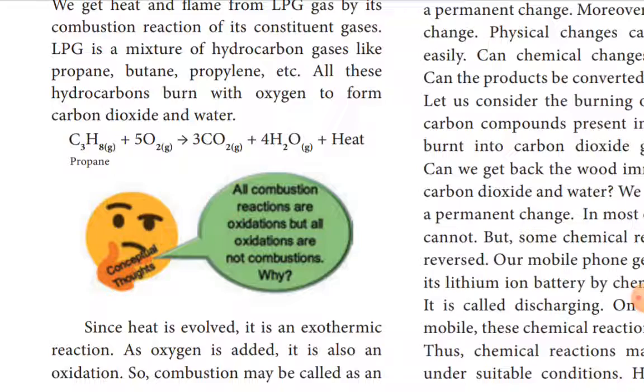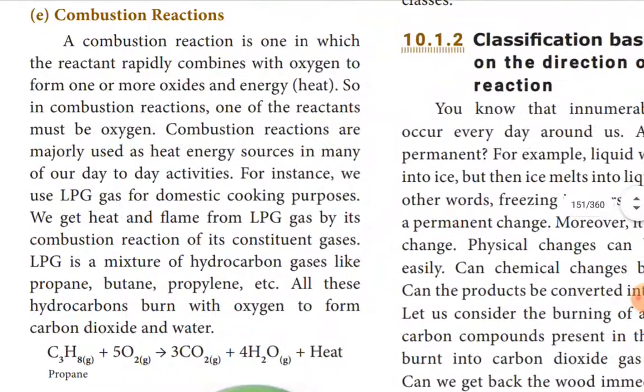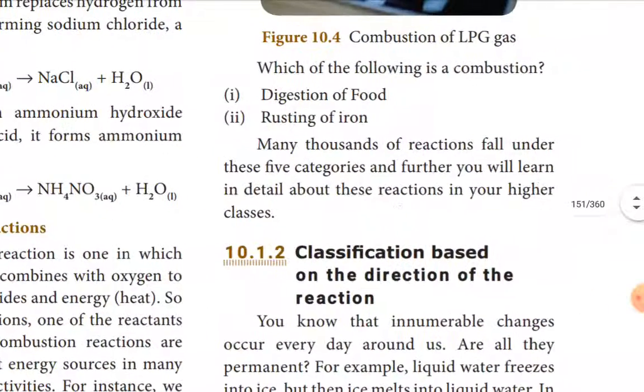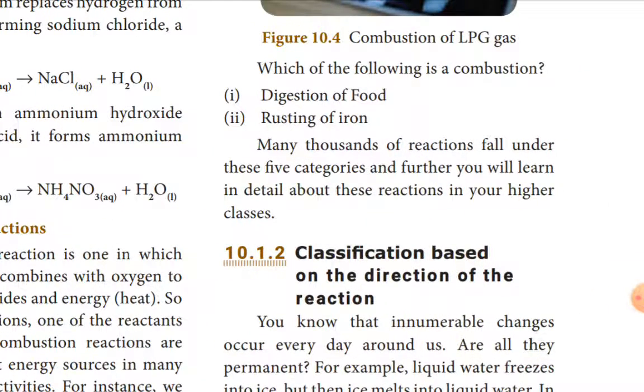For example, one example is given here: which of the following is a combustion, digestion of food or rusting of iron? See, digestion of food is a slow combustion reaction. Rusting of iron is, but actually both are oxidation. Both reactions take place in the presence of oxygen only. Digestion of food is a slow combustion reaction. Rusting of iron is oxidation.